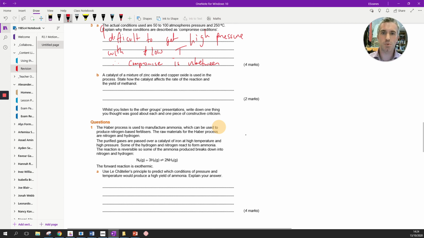Pause, discuss with the person next to you, have a go. Have you done that? Splendid. How does a catalyst change the rate of reaction? It increases the rate. But how does it change the end product? No change. It just changes how fast it gets there.